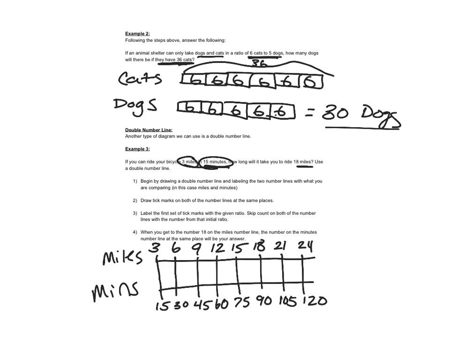Now, when you get to the number 18 on the miles number line, the number on the minutes number line at that same place will be your answer. So it was asking us, how long will it take you to ride 18 miles? So we look and we find 18 miles is right here. Okay, and so we look down here and we see that it takes us 90 minutes to go 18 miles. Okay. It's a pretty good pace.